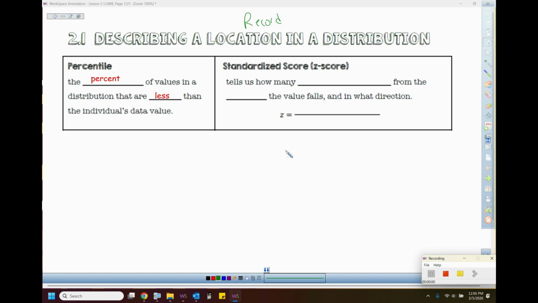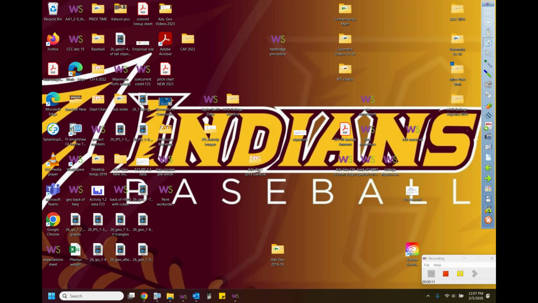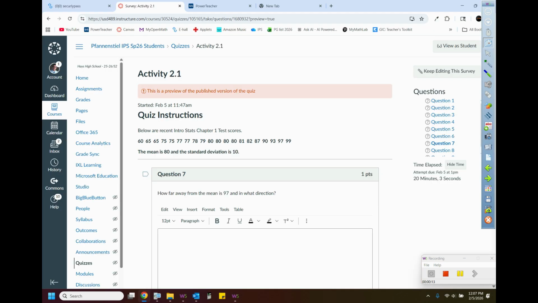So today we're doing percentiles and z-scores. We'll start with a percentile. It's just the percent of the values in some sort of data set, like a distribution, that's less than an individual's data value. Like on our activity today, we had two scores, one of 60 for Biff. He scored better than 0% of the people. He's in the 0th percentile.